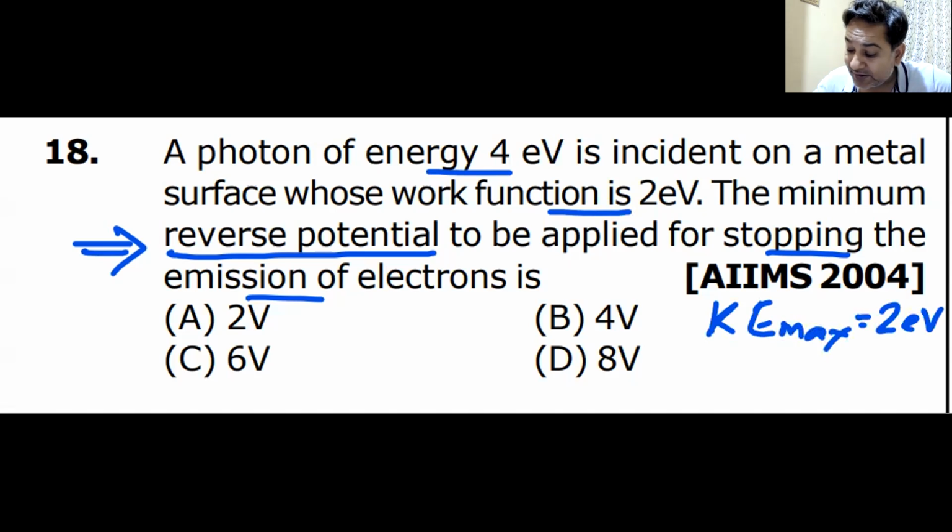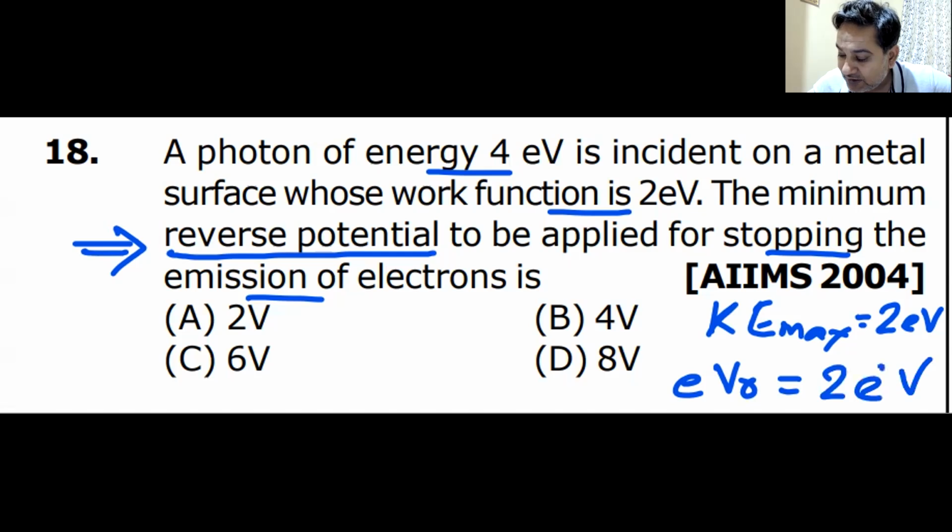This maximum kinetic energy should be equal to e into V naught, where e is the charge of the electron and V naught is the stopping potential. Yes or no? 2 eV equals e V naught, e gets cancelled, and the stopping potential is 2 volt. Do we understand this?